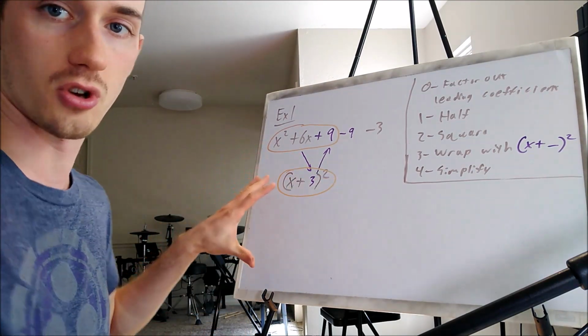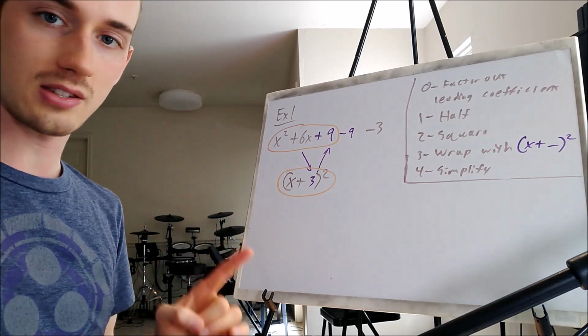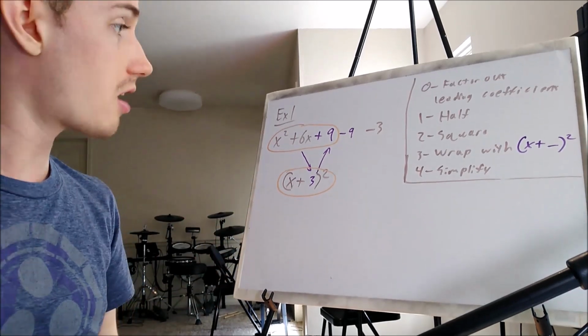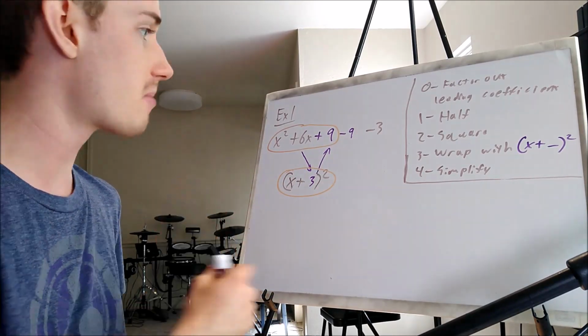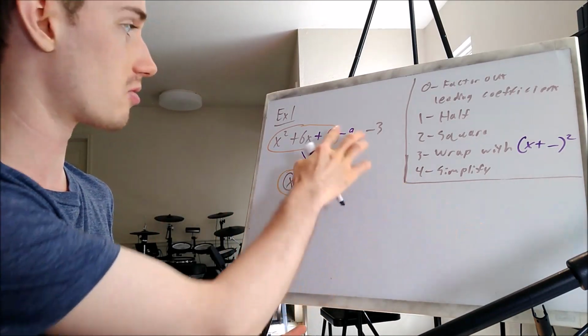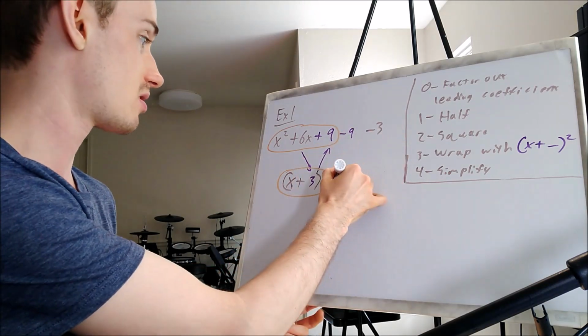So that's where all those 3 terms went. They went into there. The only last thing I have to do now is account for the last 2 terms there. There's a minus 9 and a minus 3, and that's the last step. Step 4, simplify. So negative 9 minus 3 is simply negative 12.